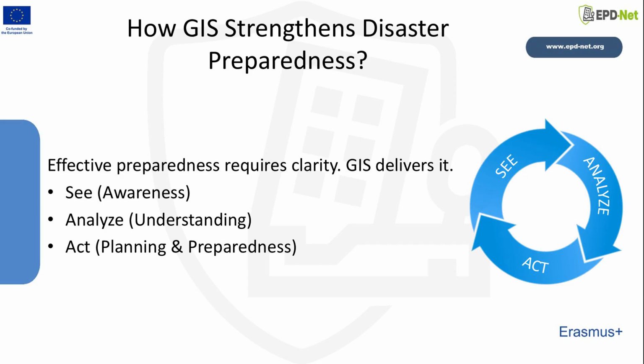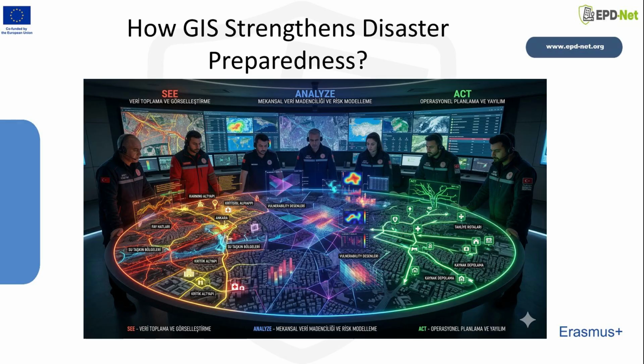Awareness. GIS allows us to see what is happening and where. We visualize hazards, vulnerable populations, and critical assets on a map. Analyze. Understanding. We evaluate risk levels, model scenarios, and measure possible impacts. GIS helps reveal relationships and patterns that are not visible in static reports. Act. Planning and Preparedness. We transform insight into action, optimizing evacuation routes, prioritizing projects and placing resources where they will have the greatest impact. GIS turns uncertainty into clarity, and planning into preparedness.